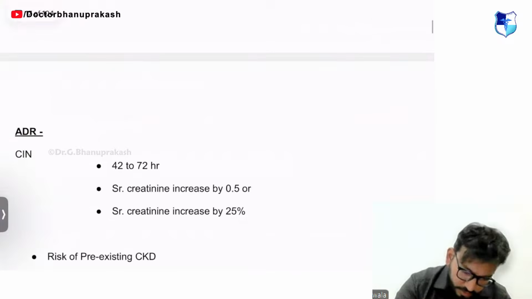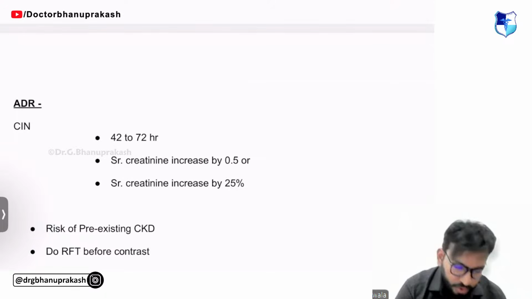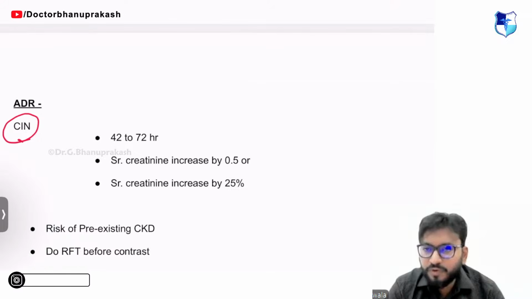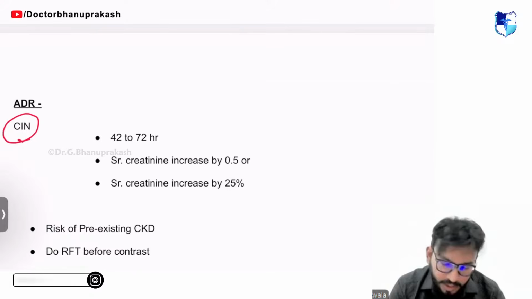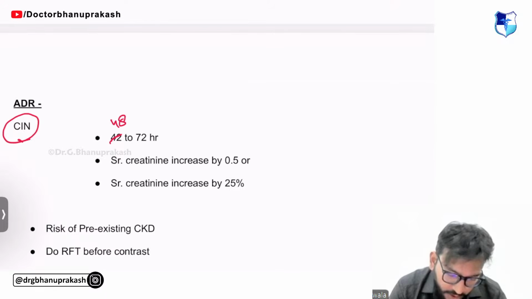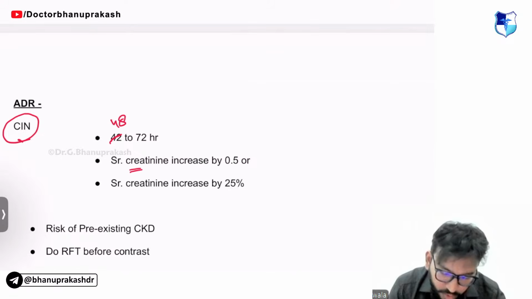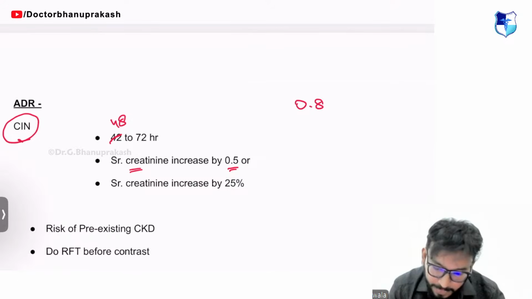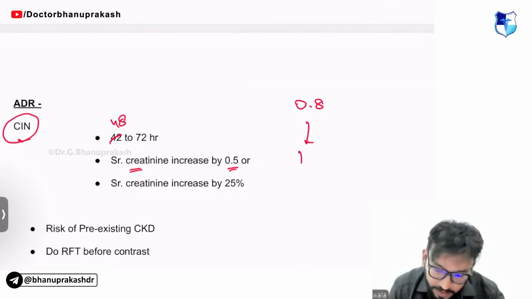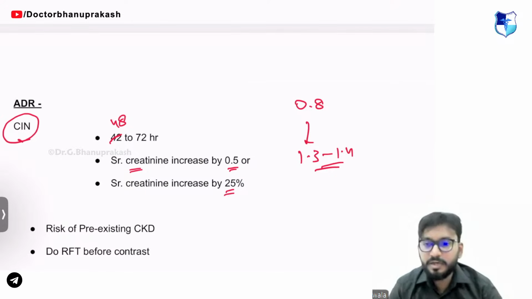Yes, adverse reactions to these contrast. One very important thing that you need to know is CIN. CIN stands for contrast-induced nephropathy. Contrast-induced renal damage usually comes within 48 to 72 hours, when the serum creat will start to rise. It will rise by more than 0.5. So, for example, if the serum creat initially was 0.8, within 48 to 72 hours it will become, say, 1.3 or 1.4. This has to make you think of contrast-induced nephropathy. Or the serum creat can rise by 25% of the initial value.